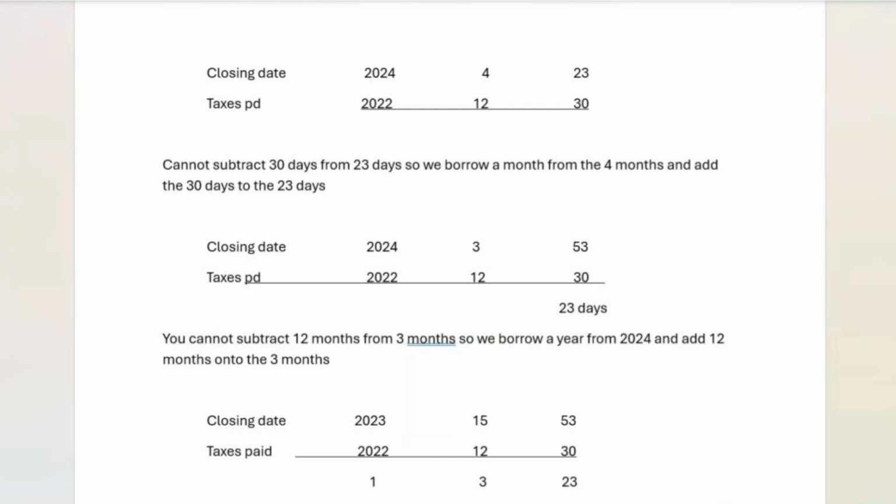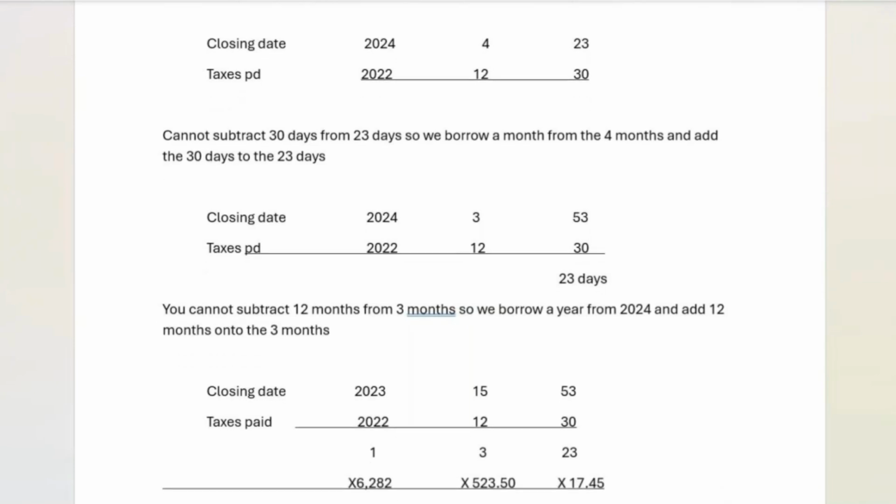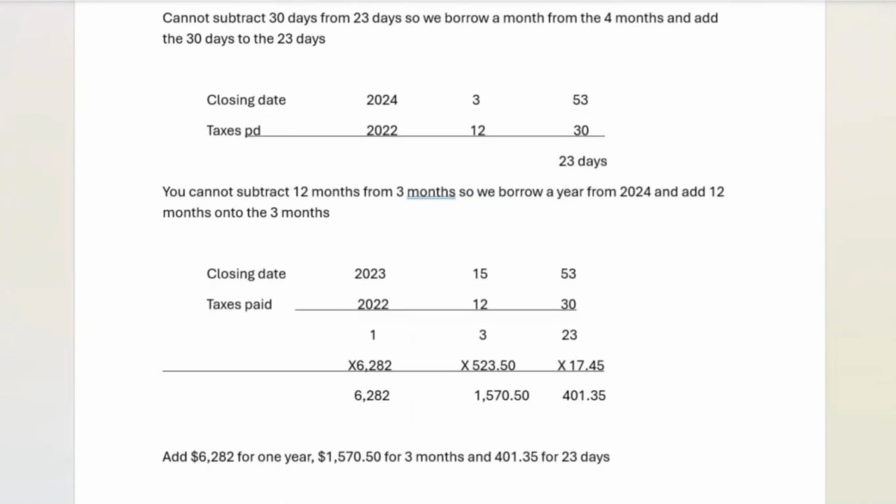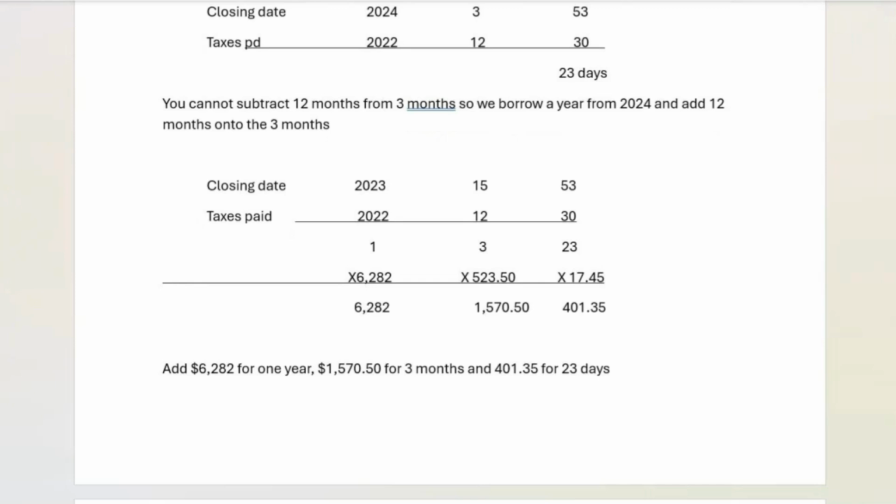That gives us 3 months. And then 22 from 23 is 1 year. So 1 year, 3 months, and 23 days is the amount of time that the seller will owe the buyer for taxes that they incurred but have not yet paid. So we do our math here.